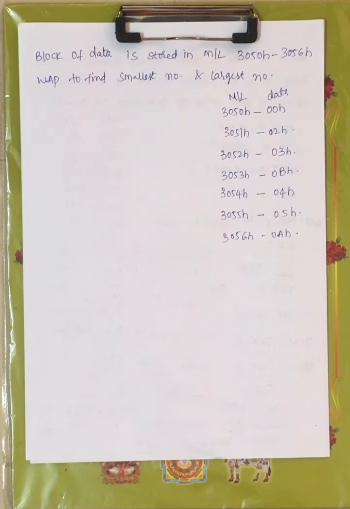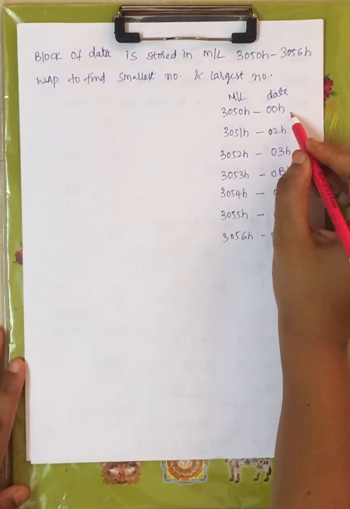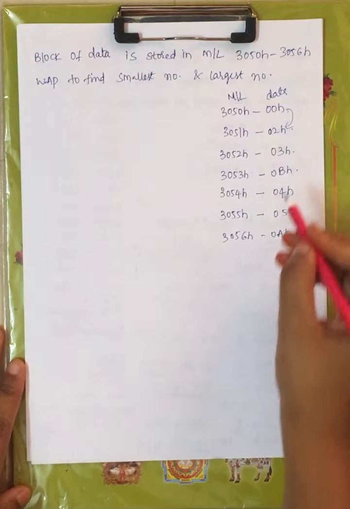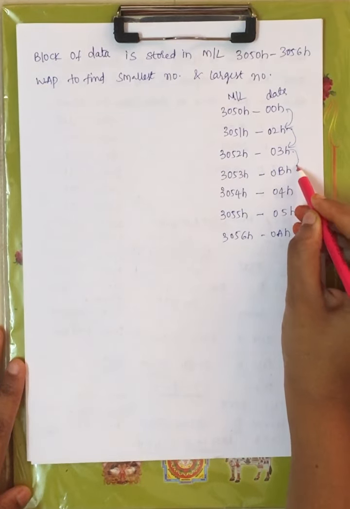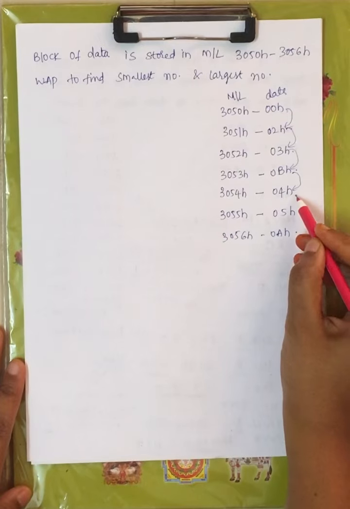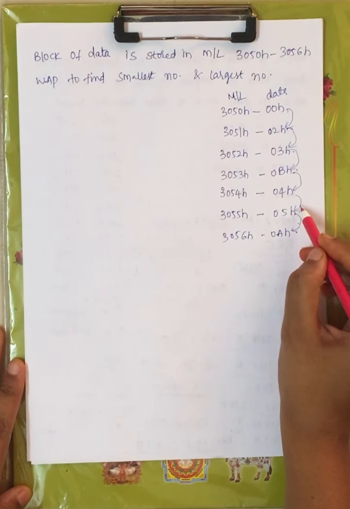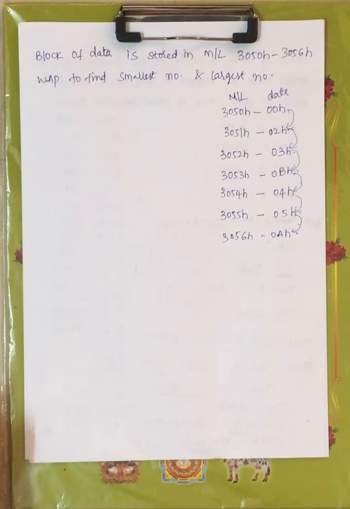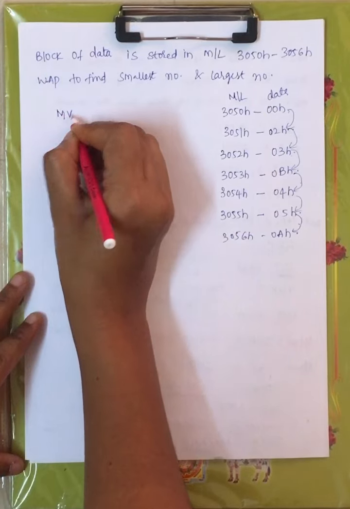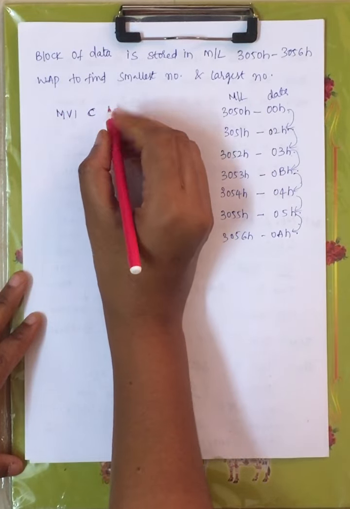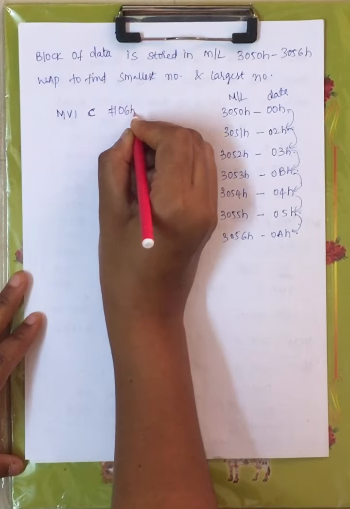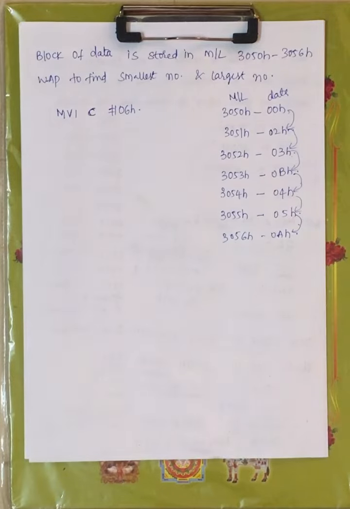Now how many comparisons take place? Between these two one comparison, between these two one comparison, and so on: 1, 2, 3, 4, 5, 6, a total of 6 comparisons will take place. That means the loop will execute 6 times. That's why I am assigning a count value of immediate 06h. The loop will contain a comparison instruction, and it will execute 6 times.